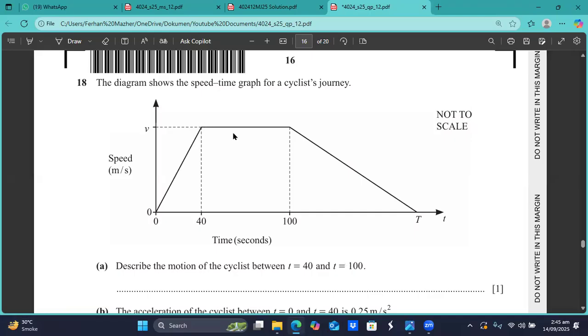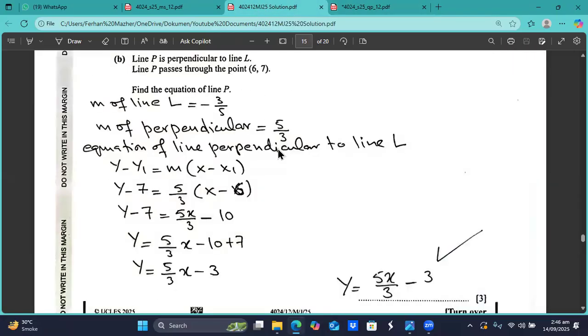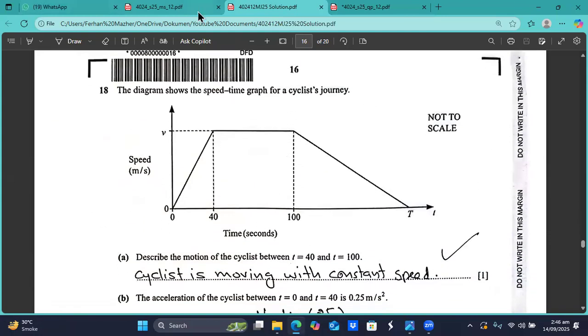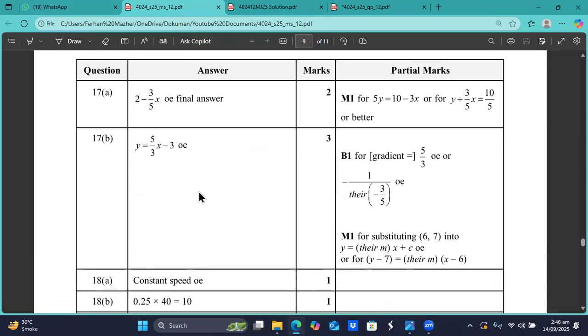From t equals 40 to t equals 100, the speed time graph is horizontal, and that means the velocity is constant. So it's moving with constant speed. The cyclist is moving with constant speed.